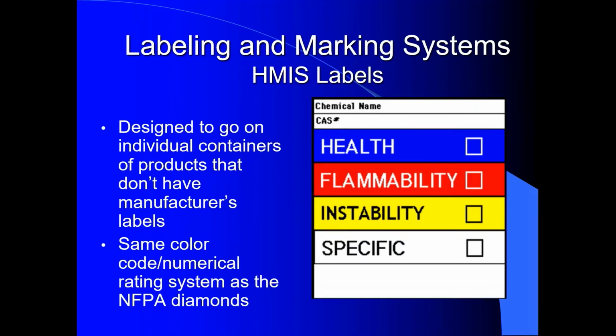Labeling and marking systems, the HMIS labels. These labels are designed to go on individual containers of products that don't have manufactured labels. They're the same color code, numerical rating system as the NFPA Diamonds.